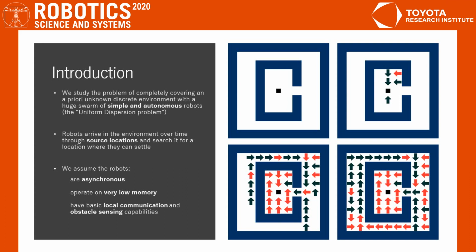In this work, we assume that the robots activate in asynchronous time with no global clock, that they operate on very low memory, and that they can only communicate with robots in their immediate vicinity. To quickly explain the slides to the right, this is a simulation of our paper's algorithm. The source from which robots come out of is the box that I've just circled, and the arrows themselves are the robots. The direction of the arrow represents the kind of message that the robots send, and the color red indicates that there are two active robots in the same location.